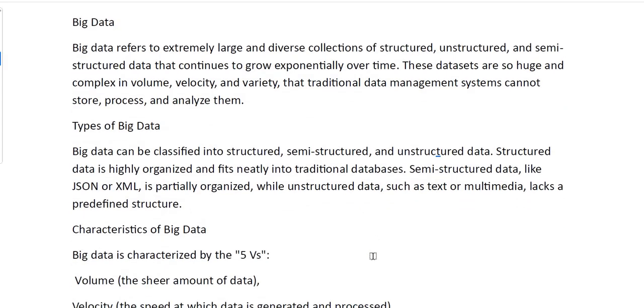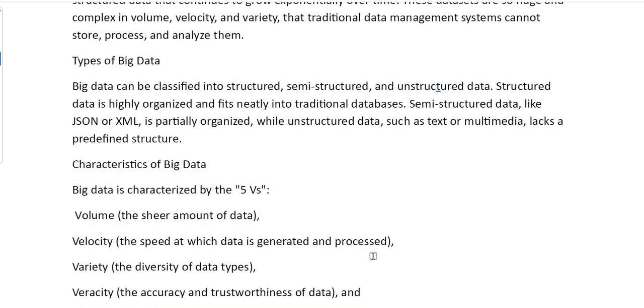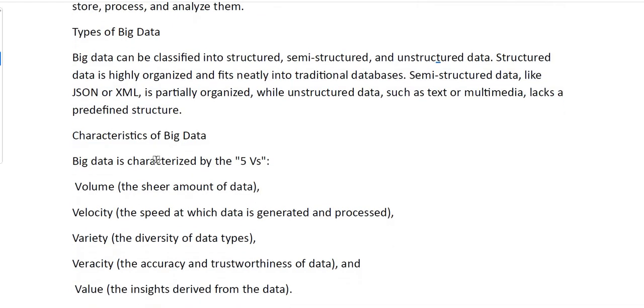What are the characteristics of big data? Now we are going to see. The very first characteristic is volume, the next one is velocity, the next is variety, then veracity, and then value. I covered all these things in my past videos on big data, and you can go through that. But here I will explain once again.